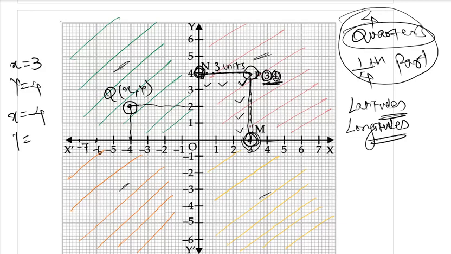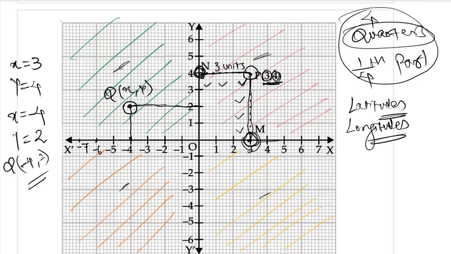What is the y coordinate? If I draw a perpendicular line from this point to y axis, it meets at 2. So what is the y coordinate? 2. So what is the ordered pair? What are the coordinates of Q? The coordinates of Q are -4 comma 2. Again an ordered pair. What does it show? It shows the location of Q.